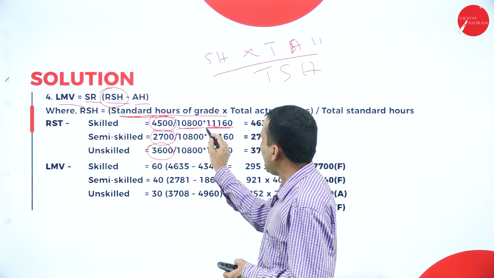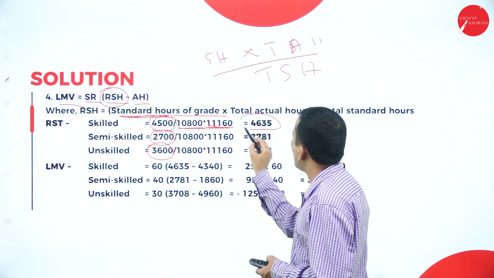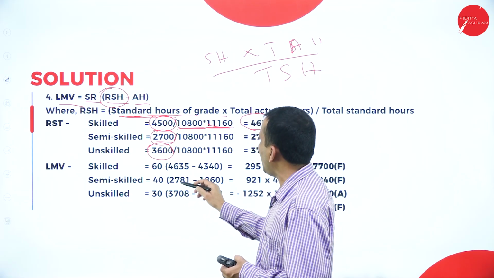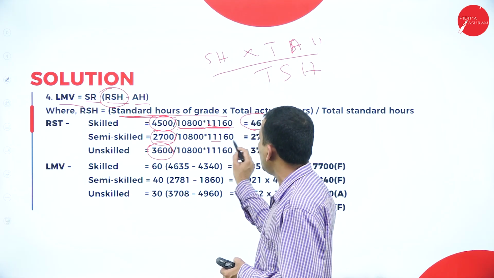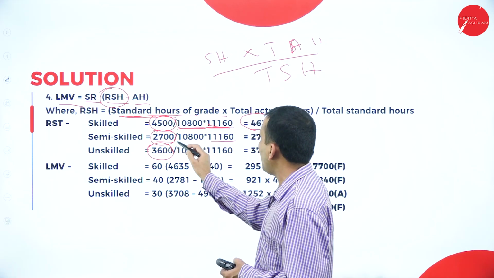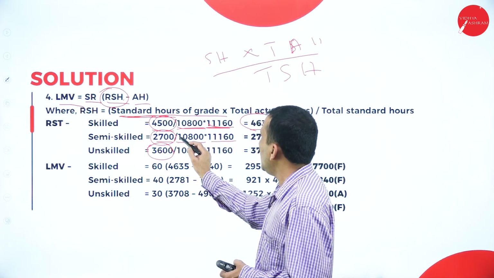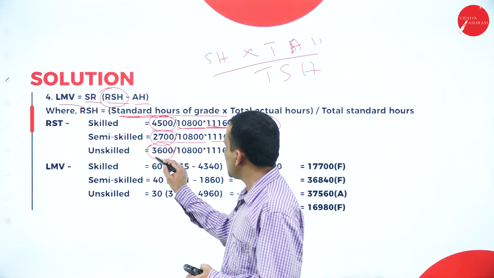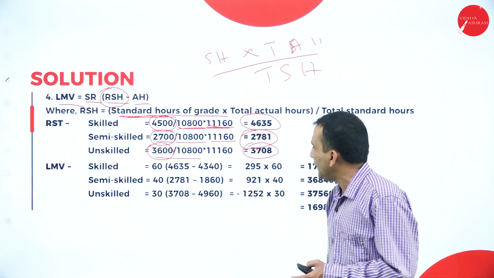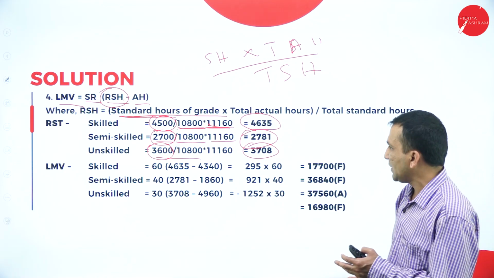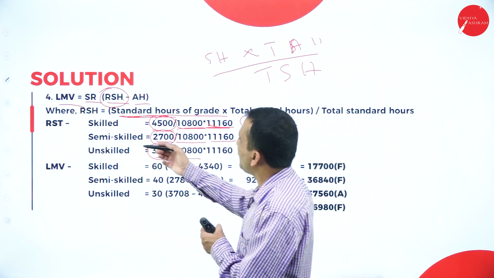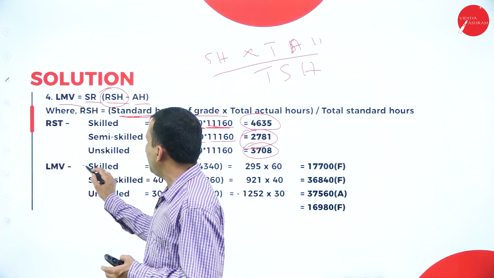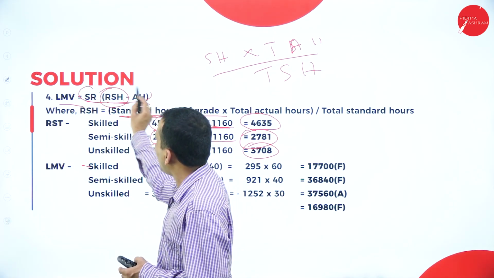If you divide 4,500 into 11,160 by 10,800, we get 4,635. For the second one, semi-skilled, the same: 2,700 into total hours 11,160 divided by standard total hours 10,800 gives 2,781. The same applies here, and finally we are getting 3,708. Once we have calculated the revised standard hours, we need to do it for individual labor according to the standard formula.